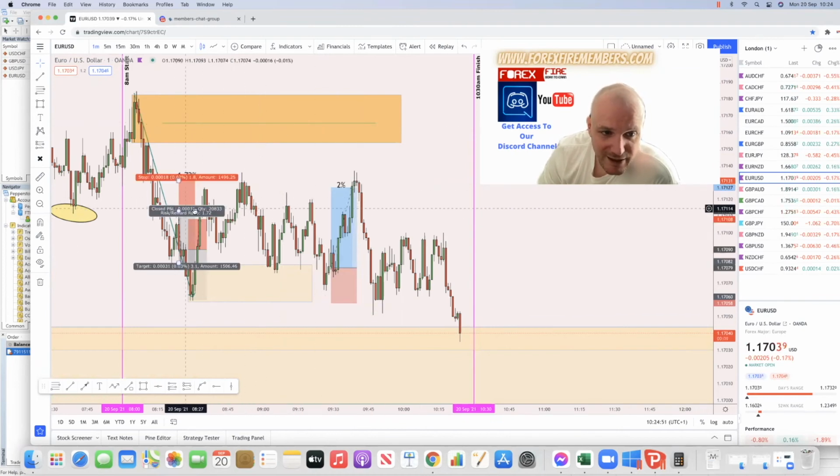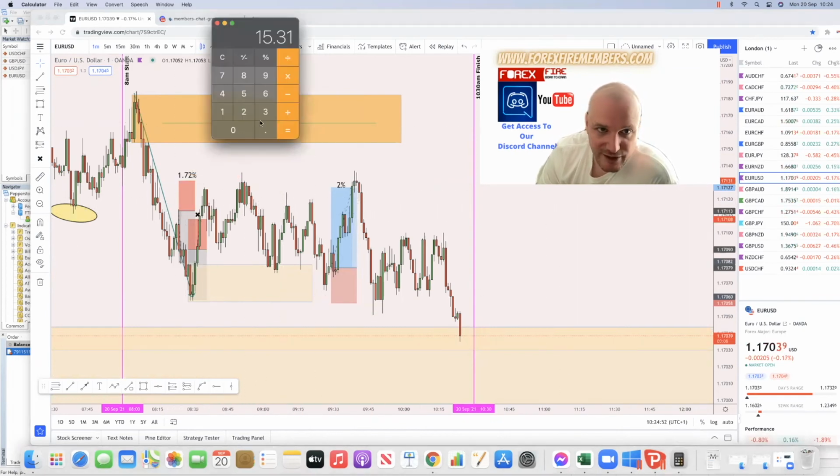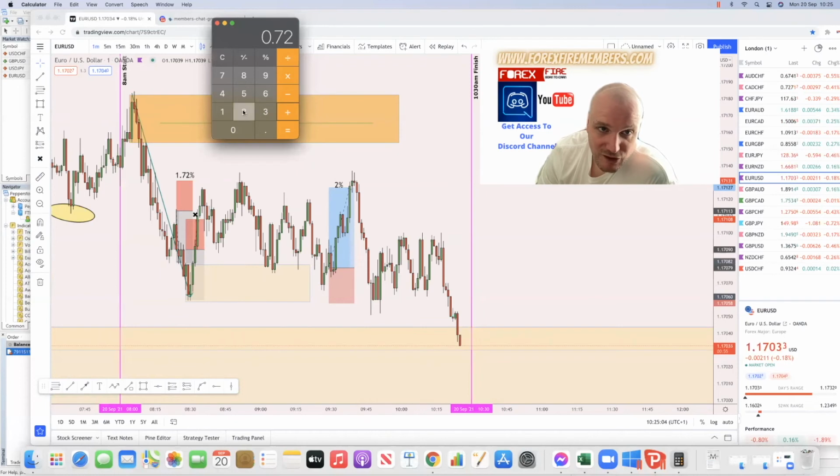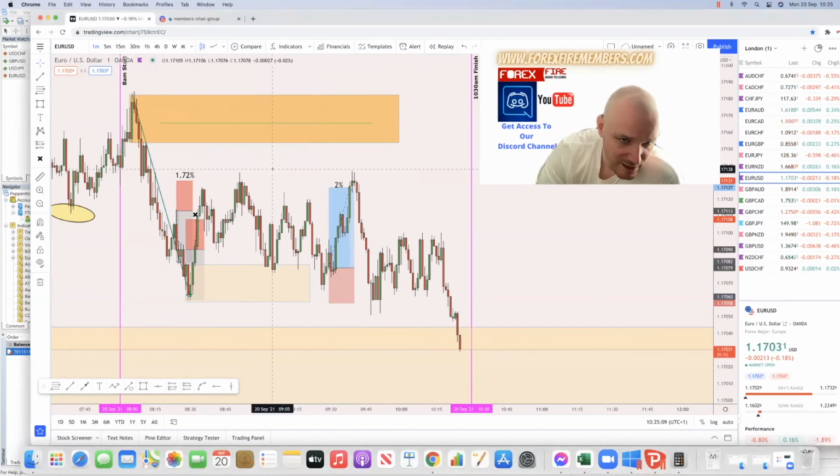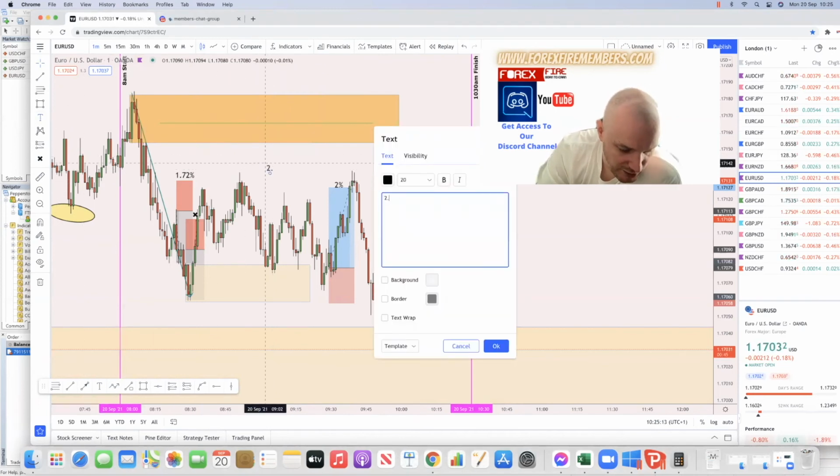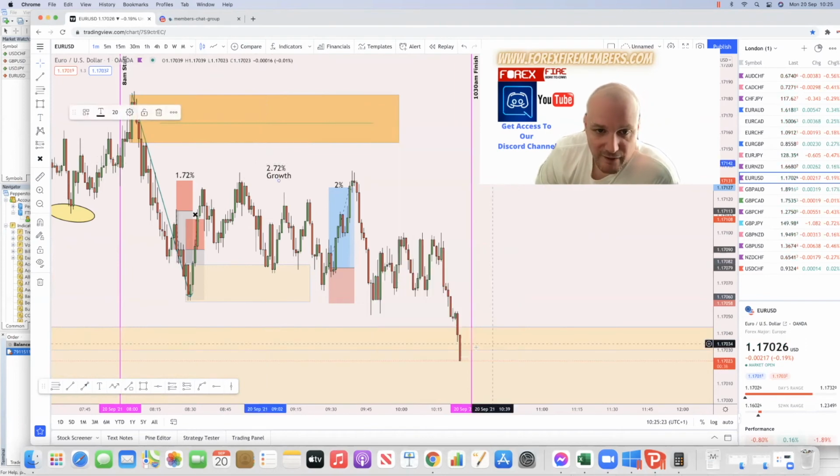From there, again, you don't really need a calculator to work this bit out. You've got a 1 point, but we'll do it because we like to be visual. 1.72, we've got the X, so a -1, and then we want a +2. So 2.72% growth. Okay, that's out there, guys.